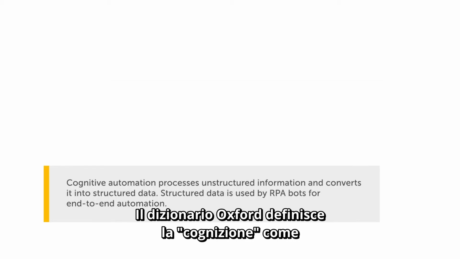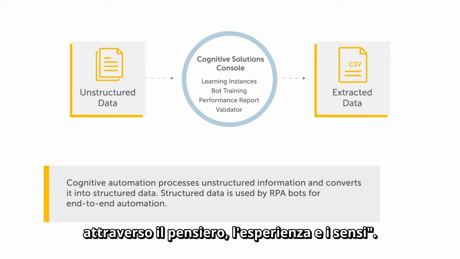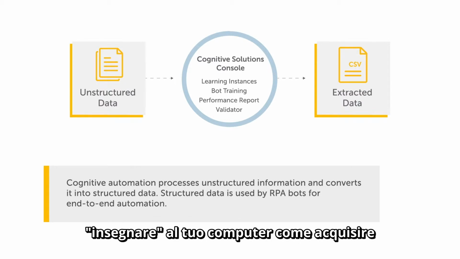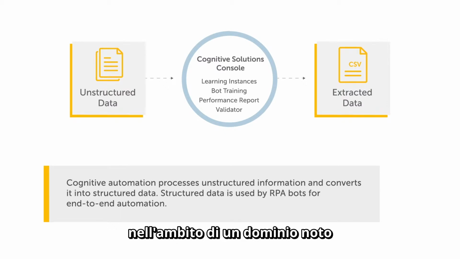What is cognitive automation? Oxford Dictionary defines cognition as the mental process of acquiring knowledge and understanding through thought, experience, and the senses. Cognitive automation allows you to train computer systems to autonomously capture and understand unstructured information within the known domain and to convert it into actionable data.